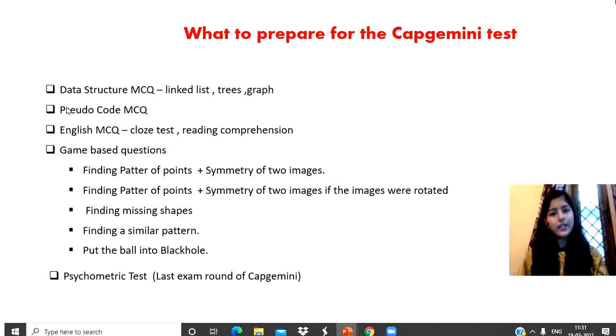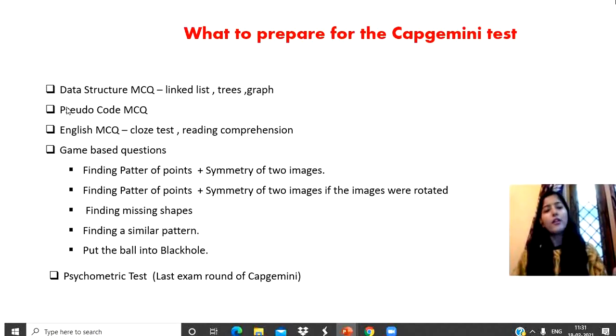After clearing this round, the next round is about English, right? In this English communication round, the students are getting cloze test kind of questions. Reading comprehension: suppose two paragraphs are given to you, and on the basis of these paragraphs, they ask some questions from that only, right?